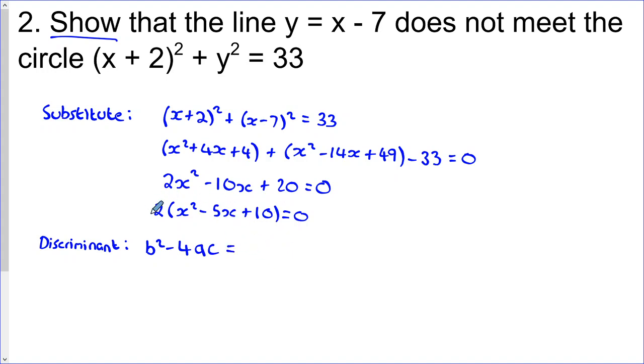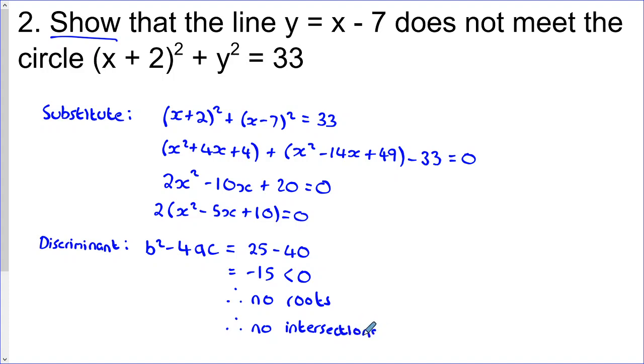Just using what's in the bracket, I don't need to use this 2, just this quadratic within the bracket. B squared is 25, 4 times 1 times 10 is 40, so 25 take 40 is negative 15. This is less than 0, therefore there are no roots. Therefore, there are no intersections between the line and the circle. So we've shown it.